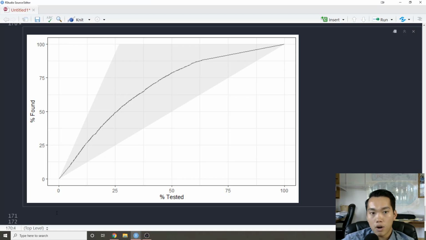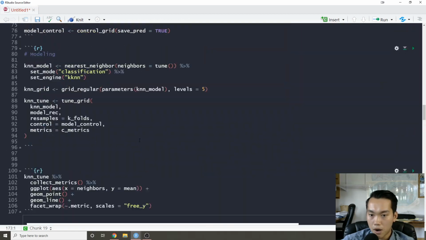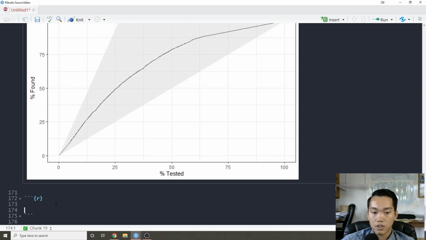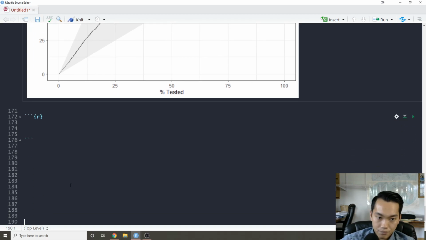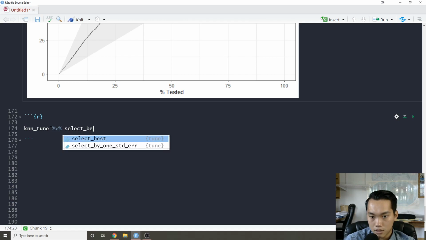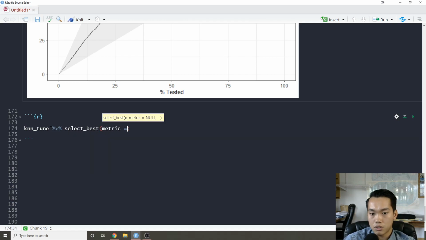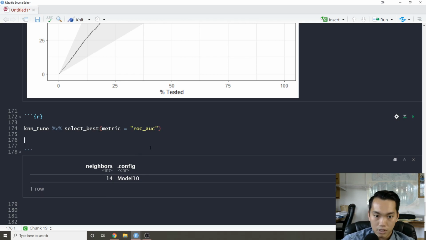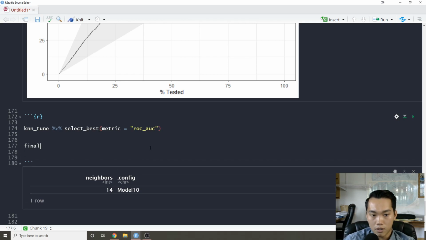But I want to show you one other metric that I try to do for all my models after I train them. This is a good post hoc metric to look at. So if we do KNN tune, select best, and then our metric is equal to ROC AUC, we see our neighbors is 14. Okay, so in this case, what we're going to do is create our final model. We'll just give it our, what is it?